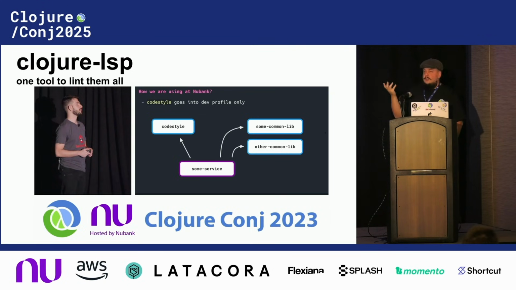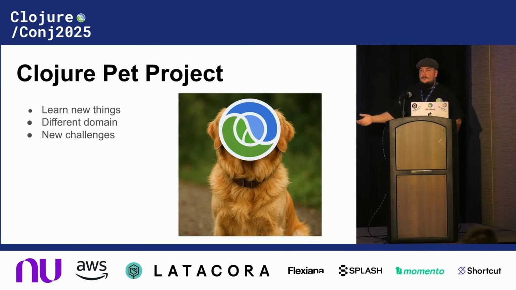So I am an IntelliJ user, and I also use VSCode, but I was missing all those features when I was working in IntelliJ. And there is another motivation: I was waiting too long to have my own Clojure pet project. I want to learn new things and work with a different domain from my daily job, and also a new challenge. And there are a lot of challenges when you are working with the IntelliJ API and those kinds of things.